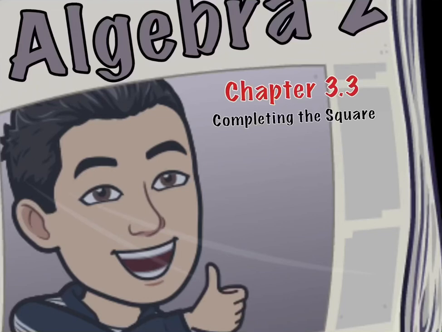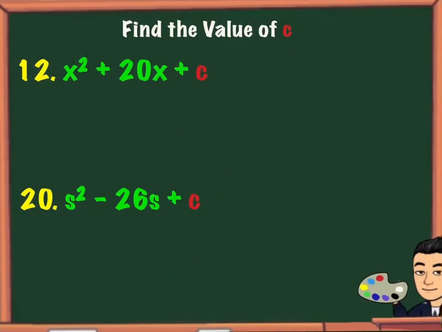All right, this is Algebra 2, Chapter 3.3. We're going to be completing the square. Let's get started. Now we're trying to find a value of c so we can make number 12 and 20 a perfect square trinomial.